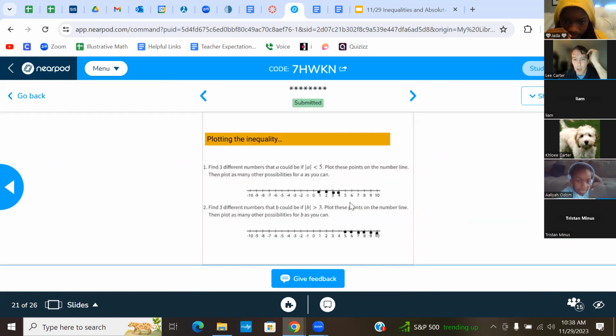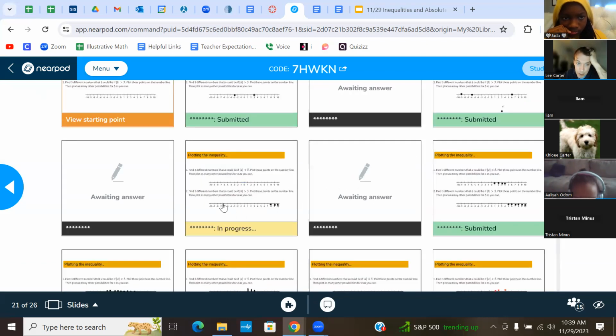Okay. Now, I want to look at this one right here because this is something I want you to notice. This person right here has the absolute value of A is less than 5. So are those right? Yeah, those are right. But there's some other examples that are being overlooked. And same with the absolute value of B, if the absolute value is greater than 3. Okay, so let me show you what the difference is right here.